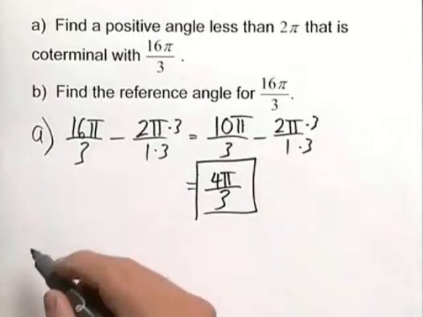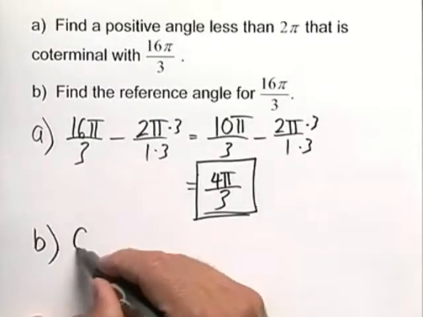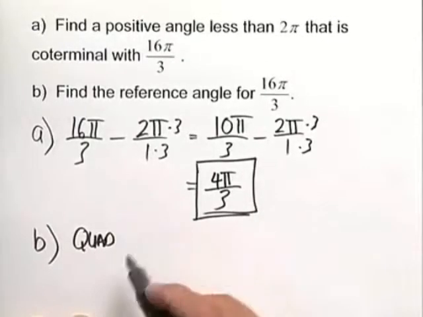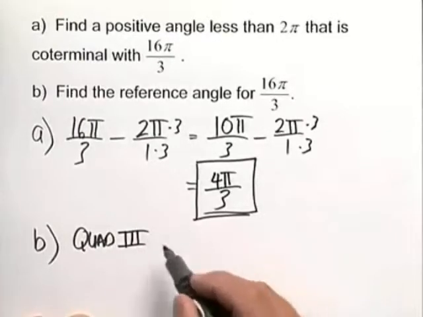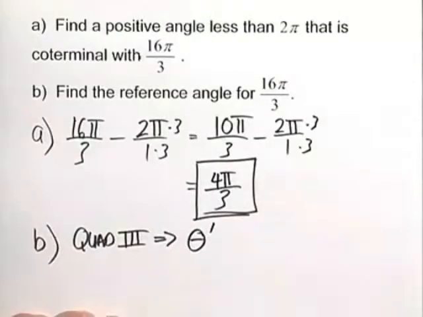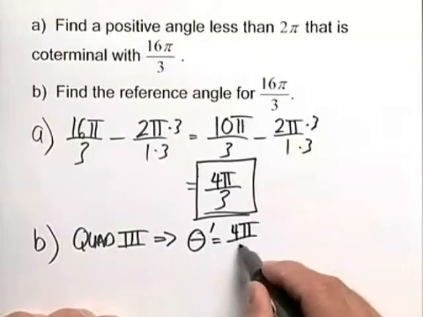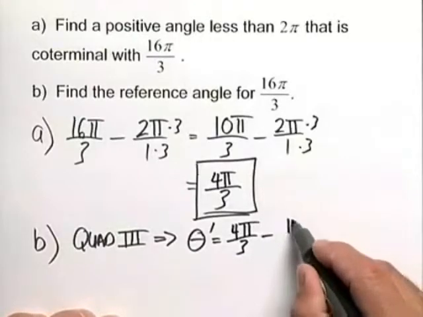Now for part B, we want to find the reference angle for this. The first thing we want to recognize is that 4 pi thirds is in quadrant 3. And because this is in quadrant 3, we're going to use the formula that theta prime, our reference angle, is equal to the angle we're looking at, 4 pi thirds, minus pi.